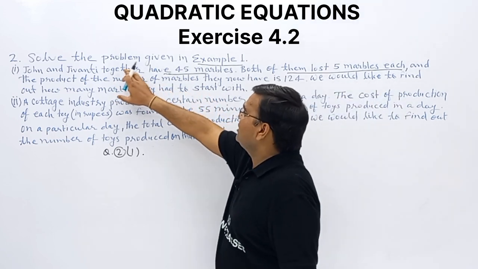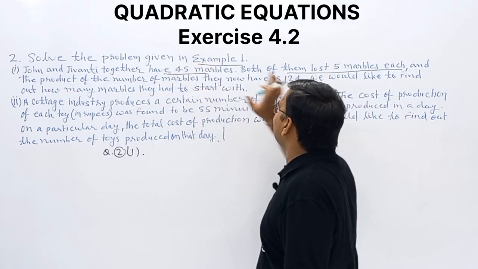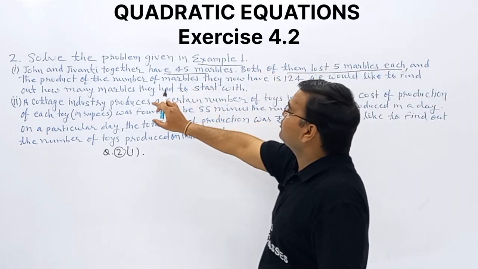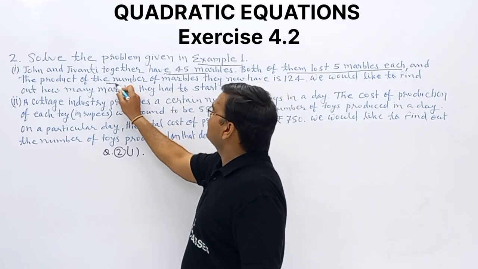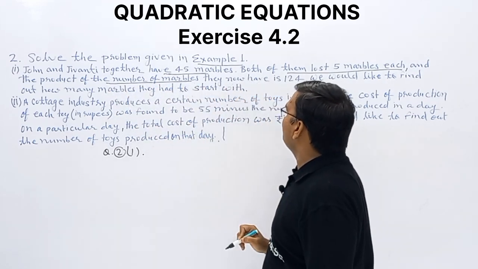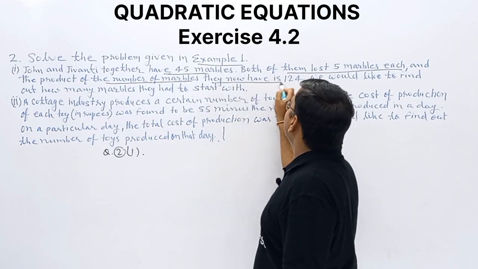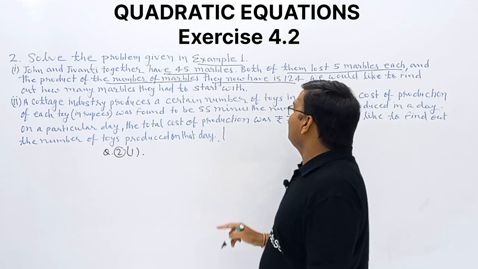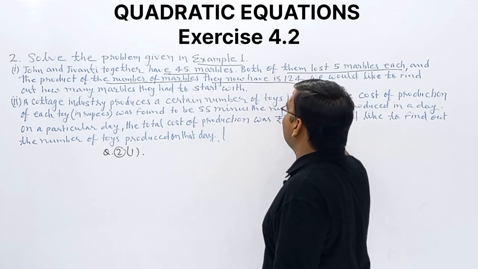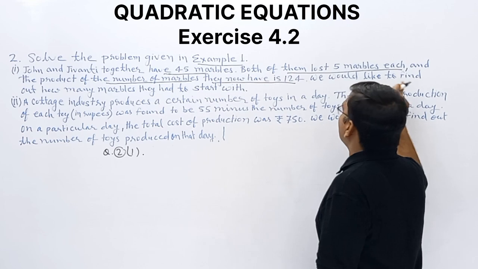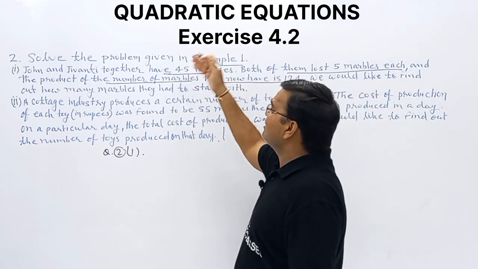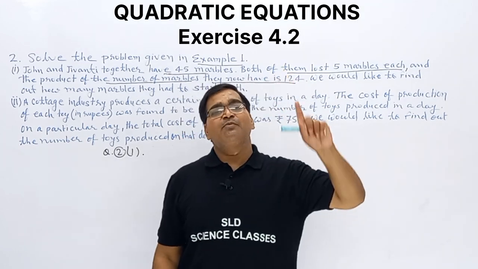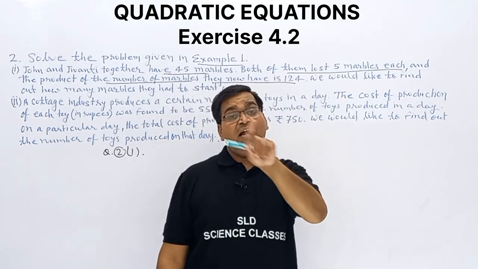So John and Jivanti together have 45 marbles, both of them lost 5 marbles each, and the product of the number of marbles they now have, after the loss, is 124. We would like to find out how many marbles they had to start with. How many marbles did they have in the starting?